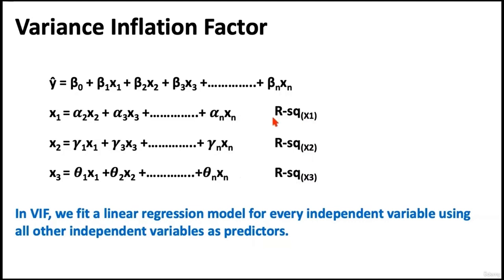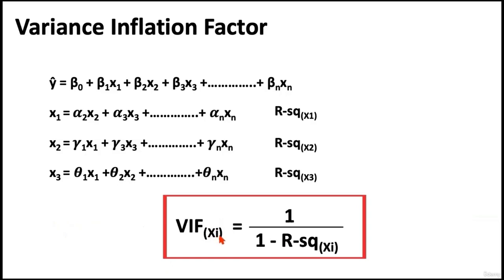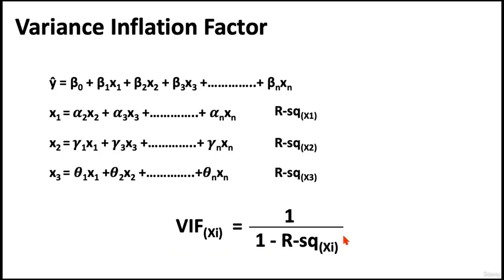What is the relationship between this R square and VIF? So it goes like this. VIF for a variable xi, it could be 1, 2, 3 up to n. For a given variable i in general, VIF is given by 1 over 1 minus the R square value of that ith feature. For x1, the VIF would be 1 over 1 minus R square for this equation. So let's understand this VIF a little better. How is it related to this R square?